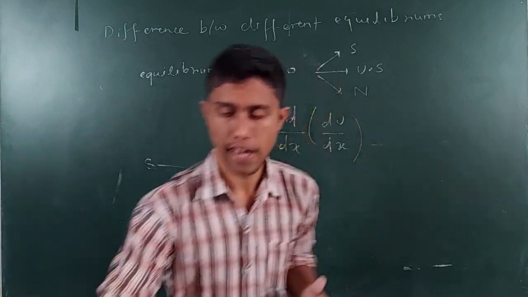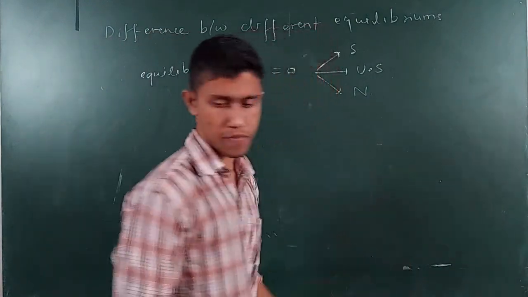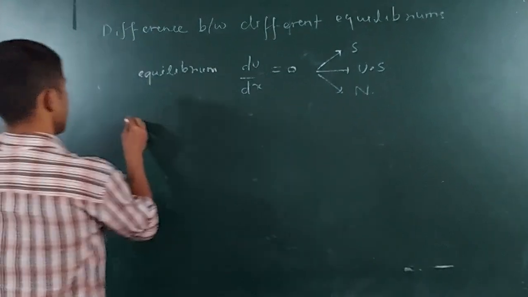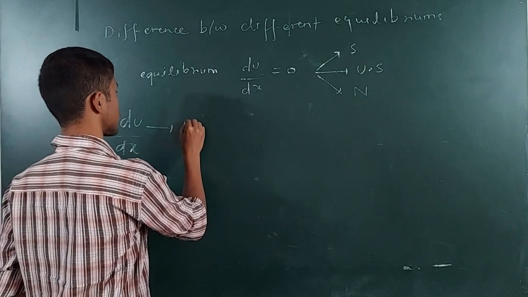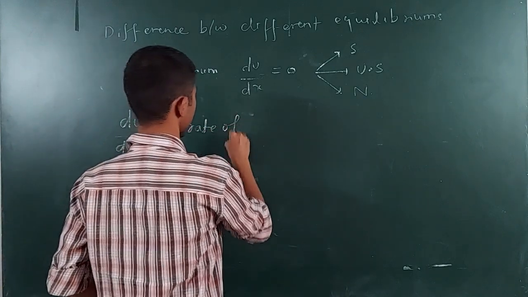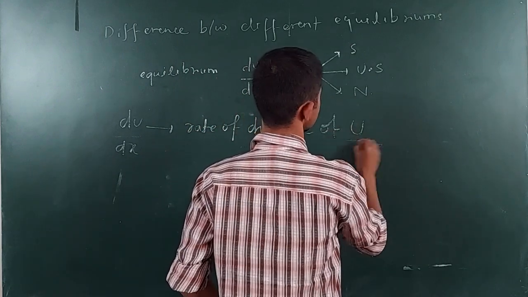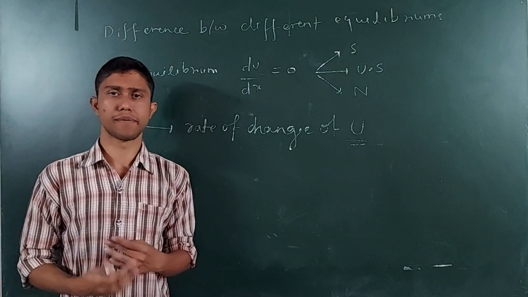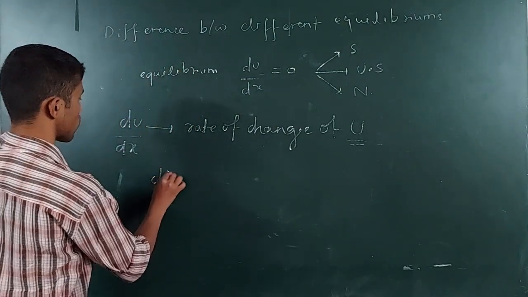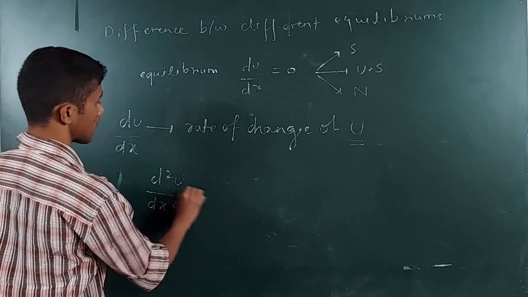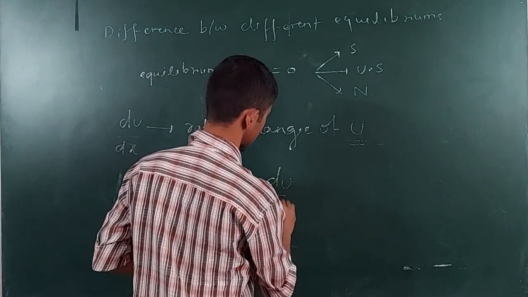Understand it? So I'll summarize it again. Please understand. What is du by dx? It is the rate of change of u, या u कैसे बदल रहा है, ठीक है. What is u? How is u changing? But what is d square u by dx square? I can say that it is how du by dx is changing.